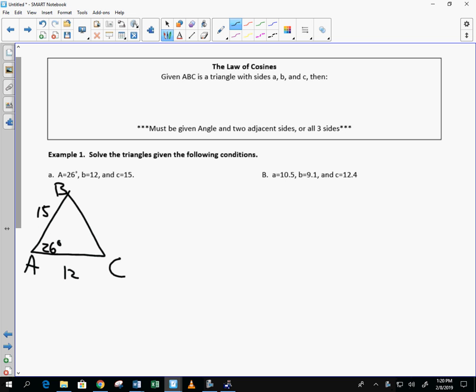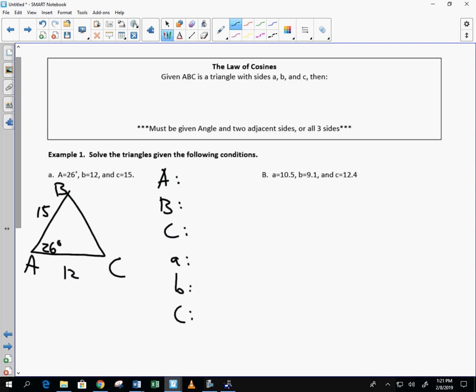So this is unique, right? Why can't we use the law of sines? Good answer. The decision tree doesn't tell us to do so, but the decision tree was put together by students who recognize you can't use the law of sines here. Why not? Sam sets up sine of 26 over A is equal to sine of B over 12. Well, you've got two unknowns, so that creates a problem.